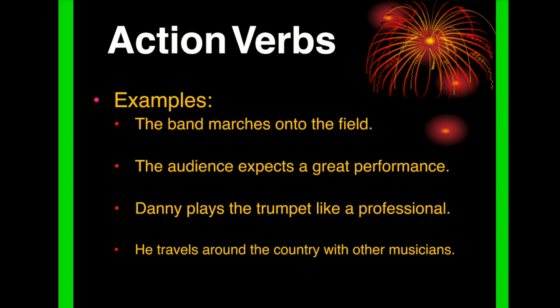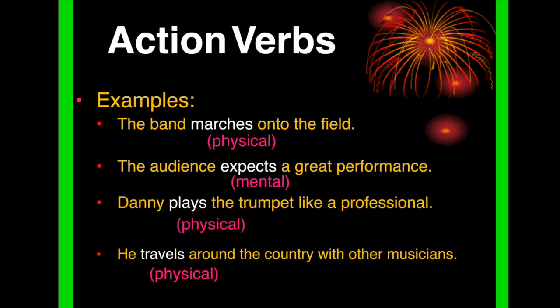First, the band marches onto the field. This marches is going to be a physical example. Next, the audience expects a great performance. Expects here is the verb. It would be mental. Next, Danny plays the trumpet like a professional. Here we have plays, and it would be physical. And then we have he travels around the country with other musicians. Travels would be physical. So you can see how sometimes you can see the action and sometimes you can't see the action. But either way, something is occurring.